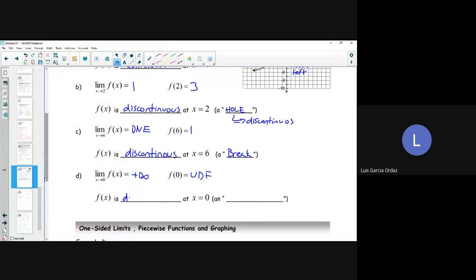So f of x is discontinuous at x is equal to 0. Because there is an asymptote. So because there's an asymptote, you can't really evaluate a number. You can't really get a value back at that specific x point.